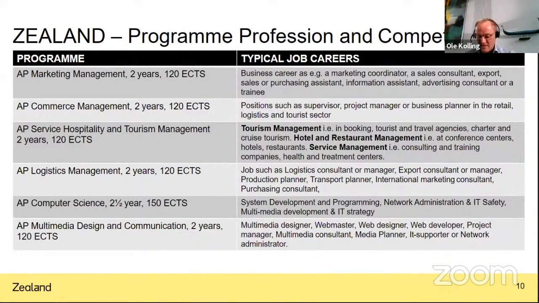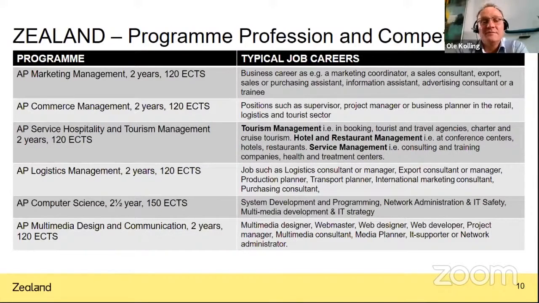Now, instead of telling you a lot about courses, what you study, how many ECTS in all the courses, my focus is perhaps a little bit more on telling you what typical career you actually educate yourself for, because this is also one of the characteristics when you study with a University of Applied Sciences in Denmark: you actually prepare yourself for a job career. Marketing management would be a typical business career as a marketing coordinator within sales, could be within purchasing, could be within advertising. Commerce management positions would be as a supervisor, project manager, logistics, tourism sector.